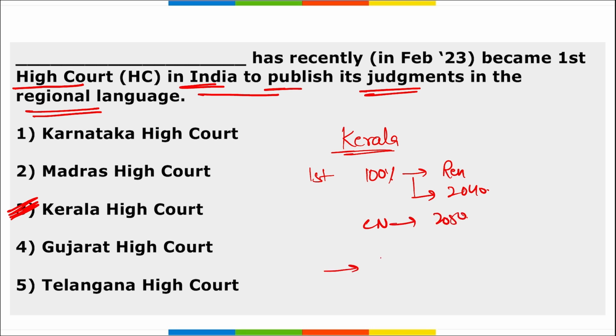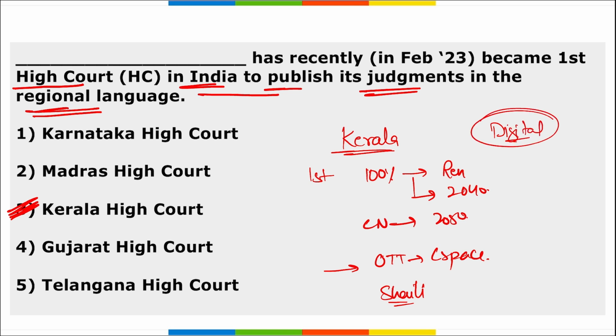They have their own OTT platform, C-Space. They have their health and wellness app, the Shelly application, and they have their own internet service provider also. So the correct option is Kerala High Court, the first High Court in India to have judgments in a regional language. Also, they became the first state to have all proceedings digital.